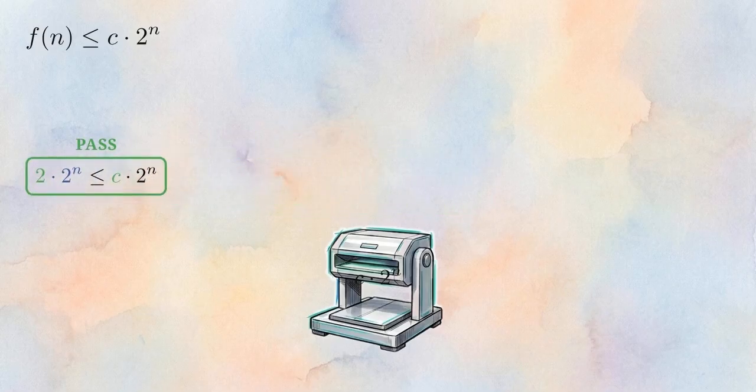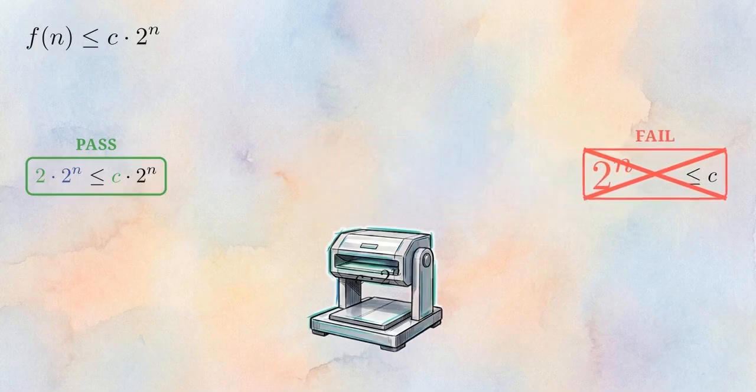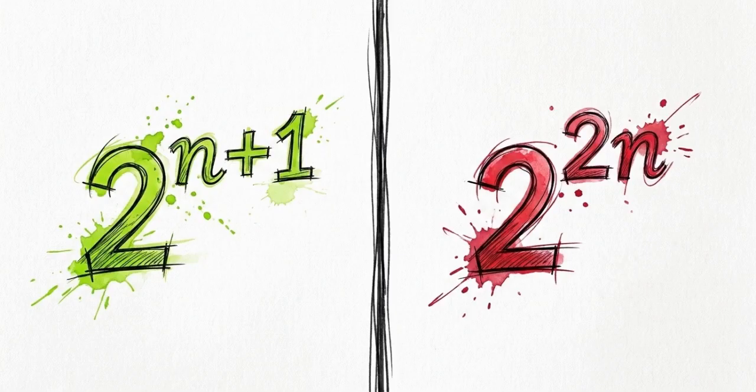Now we test 2 to the power of 2n, which expands to 2 to the power of n, squared. If we plug that into our big O equation, we need it to be less than or equal to c times 2 to the power of n. Divide both sides by 2 to the power of n, and the equation simplifies to 2 to the power of n is less than or equal to c. Because n grows to infinity, it is mathematically impossible for it to stay smaller than a fixed constant. It fails the test. Exponents that look nearly identical on the surface often belong to entirely different efficiency classes. Exact mathematical bounds prove how they actually scale.